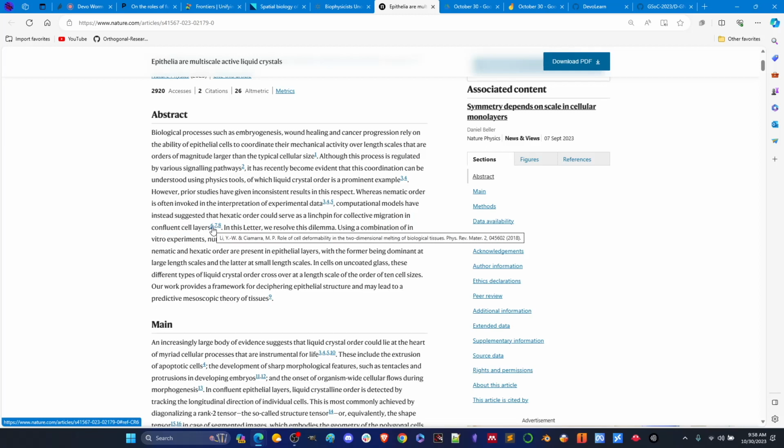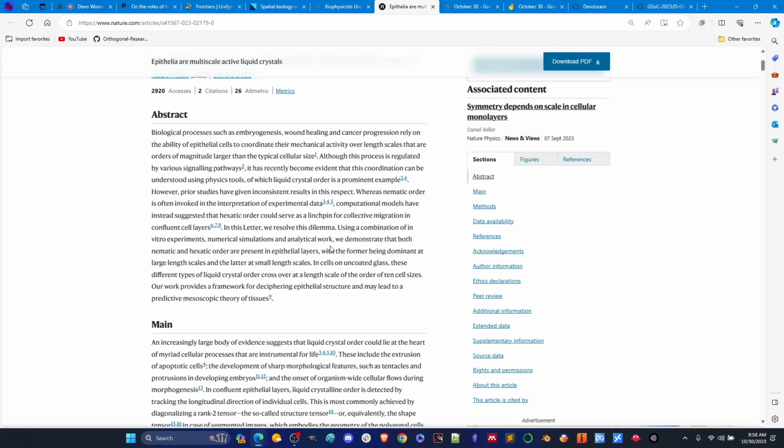Role of cell deformability in two-dimensional biological tissues. I need to get those. Thermally driven order-disorder transition in two-dimensional soft cellular systems. And then 8 is hexatic phase in a model of active biological tissues, and that's in Soft Matter. I'll send you this paper and I can send you this stuff.